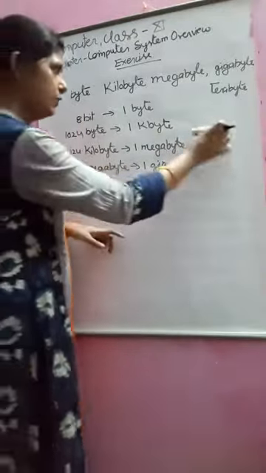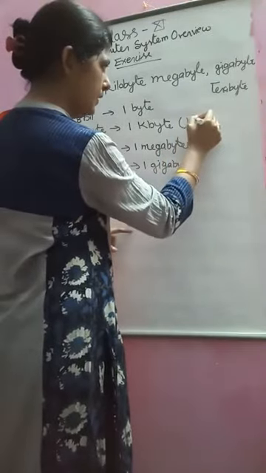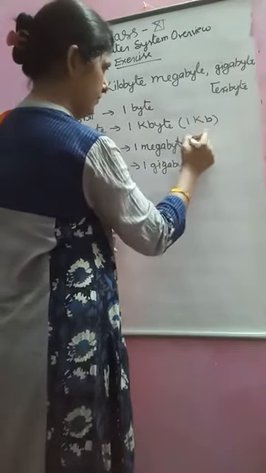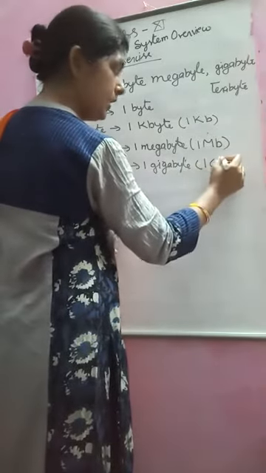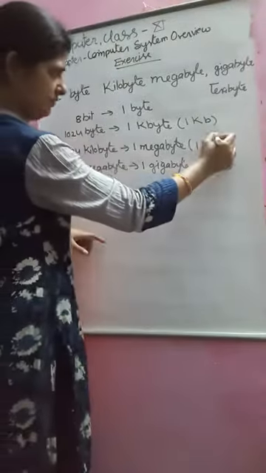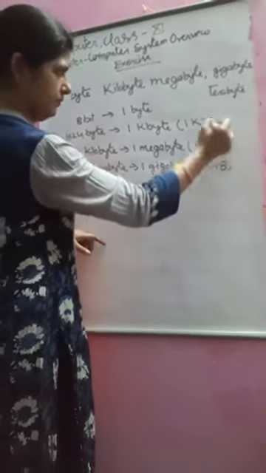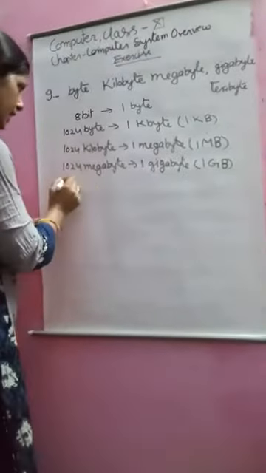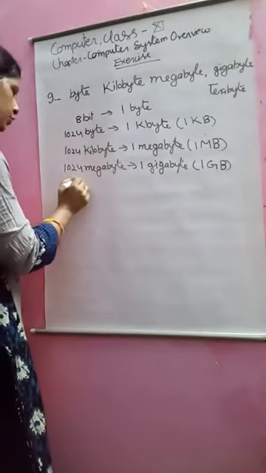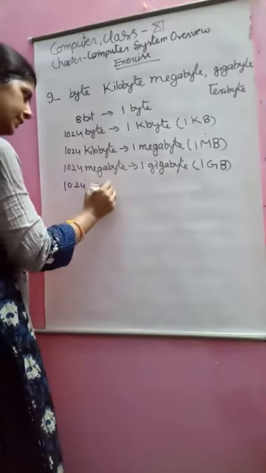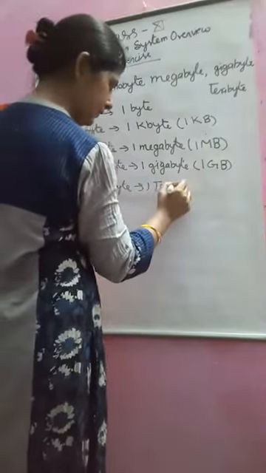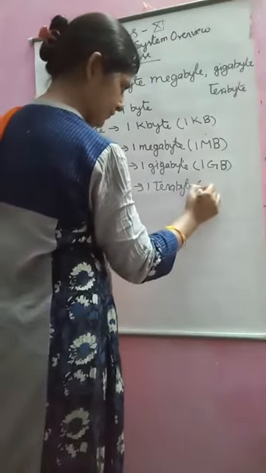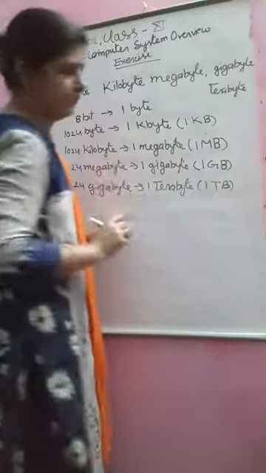We can write like this also: 1 KB, 1 MB, 1 GB, it's a B, and 1024 gigabytes is called 1 terabyte. 1 T. This is the answer.